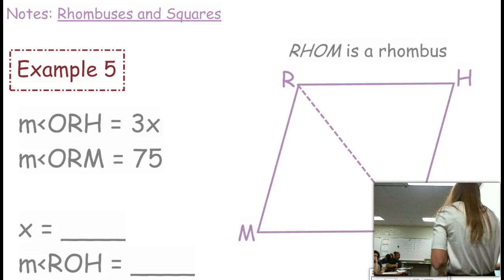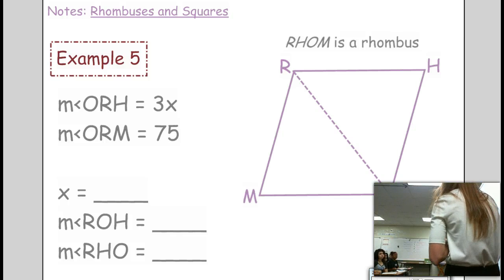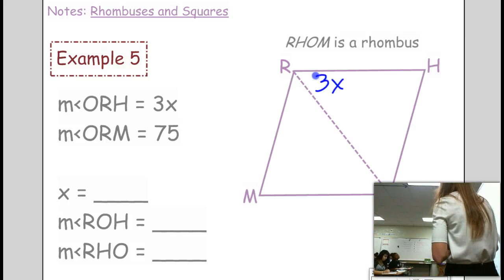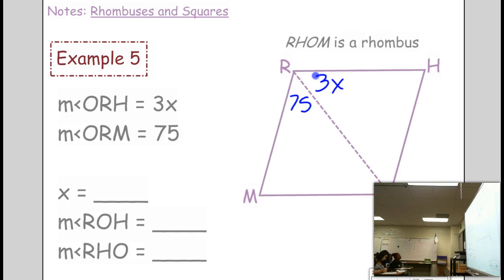Rhom is a rhombus. Angle ORH is 3x, and ORM is 75. Am I going to add those to equal 90? Add them to equal 180? Or set them equal to each other? Those are my only options. The reason I'm going to set them equal to each other, what property? Diagonals bisect. Very good. Because the diagonals bisect, these angles are identical twins. 3x equals 75. They're equal because that diagonal got cut in half. X is 25.